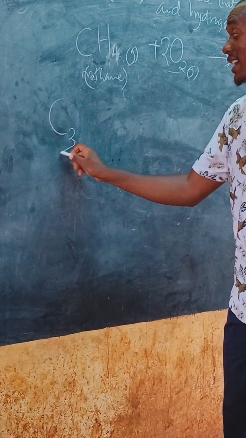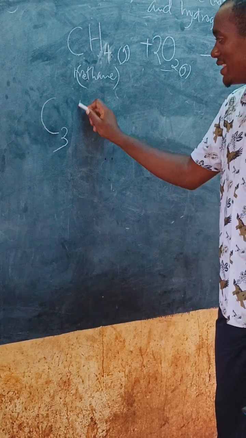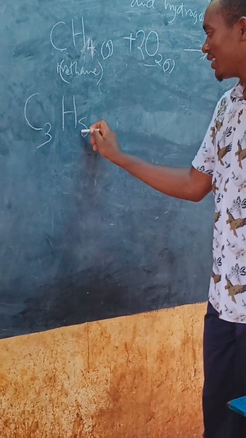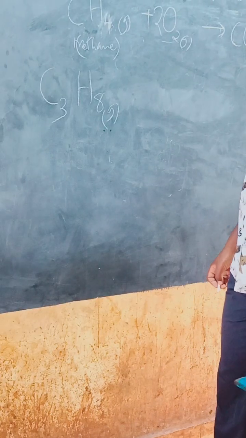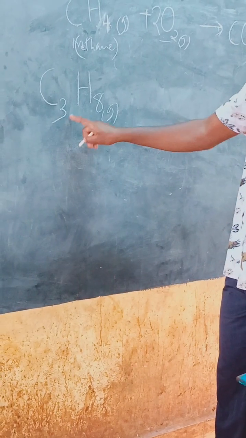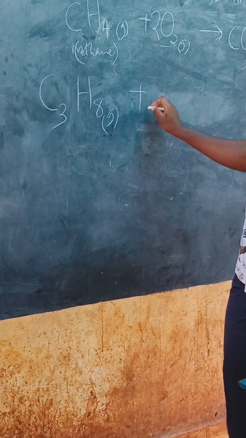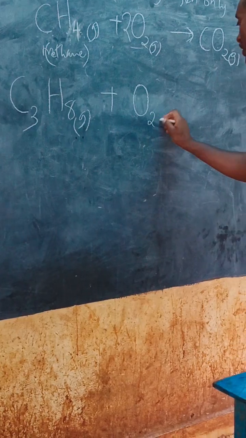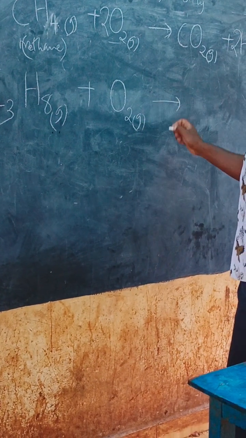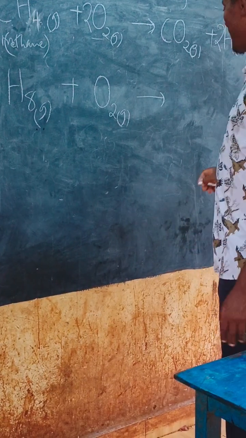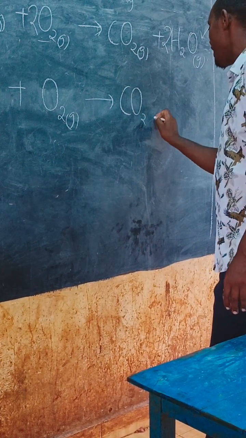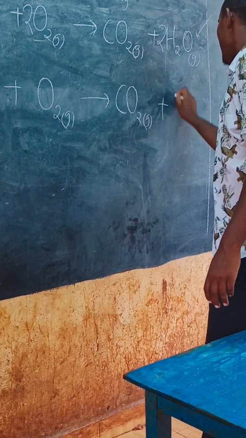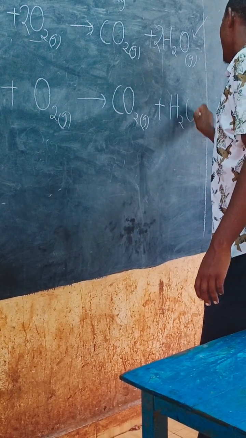The gas that we use at home to cook, that is propane, C3H8. When you burn it in oxygen, it also forms carbon dioxide and steam. Water, but in form of steam. That's why you don't see that water. It's in form of steam. So it gives us carbon dioxide gas plus water.